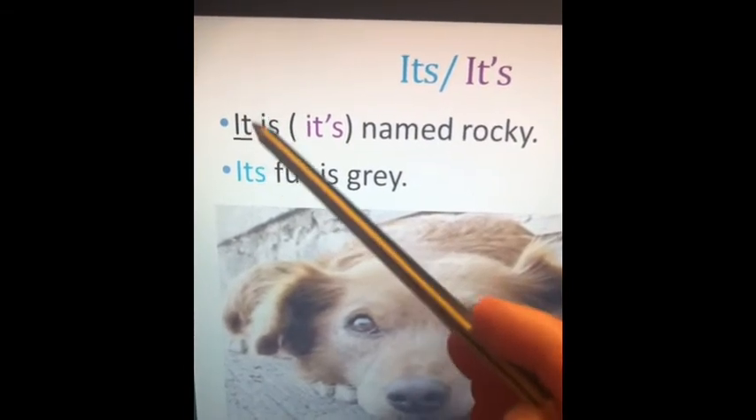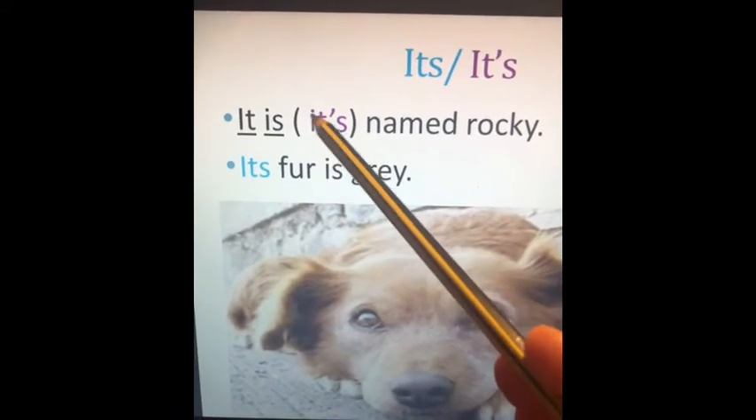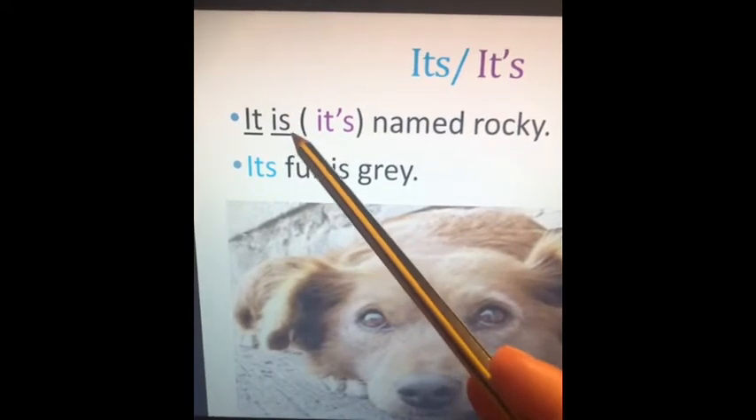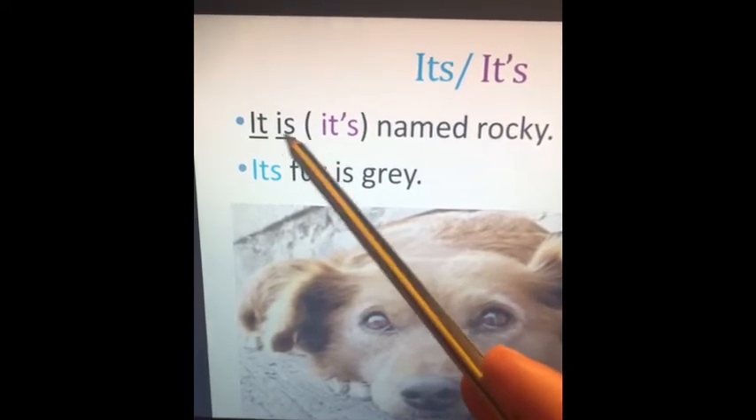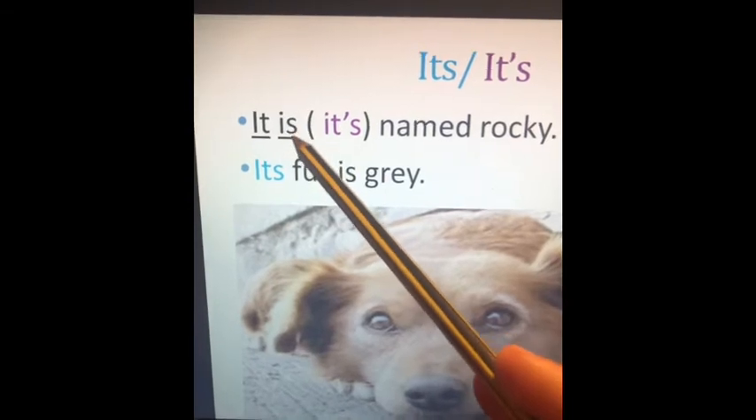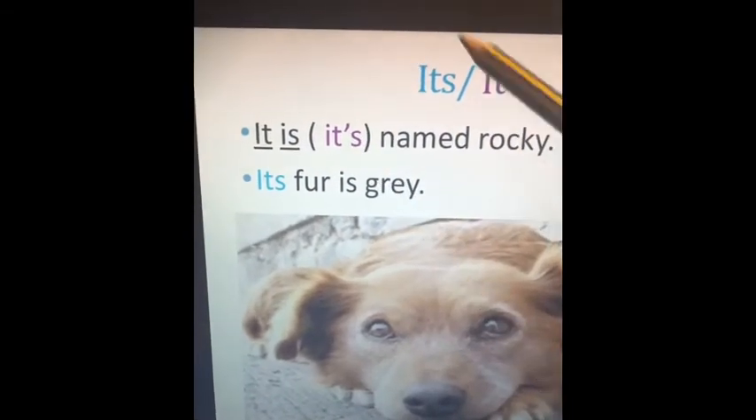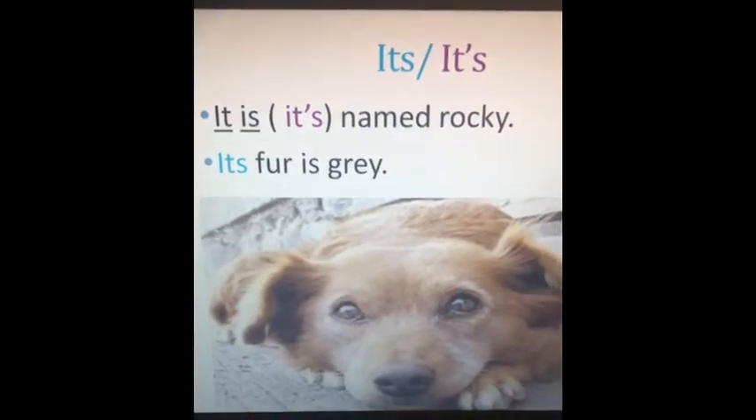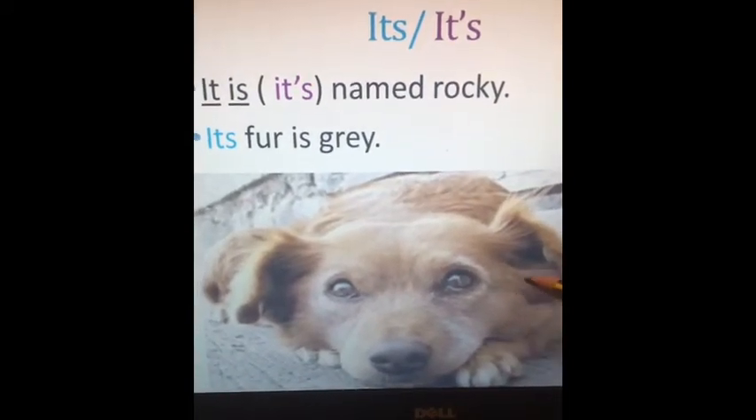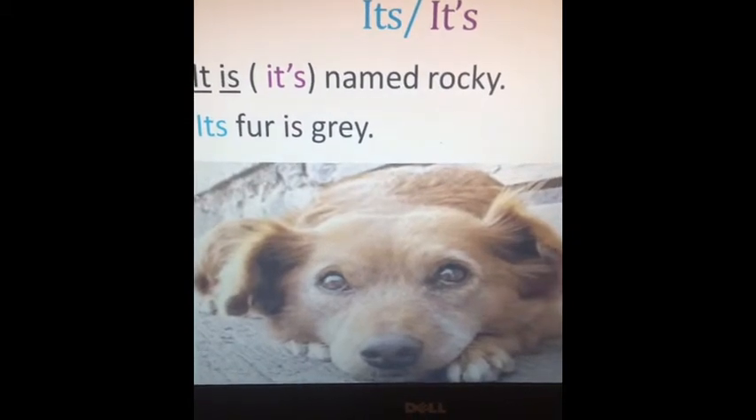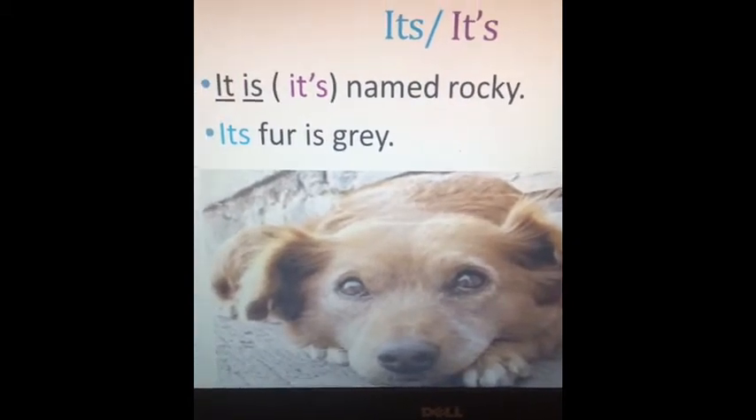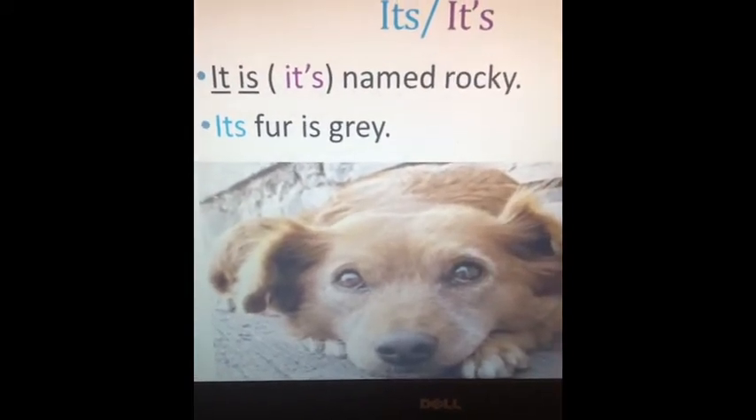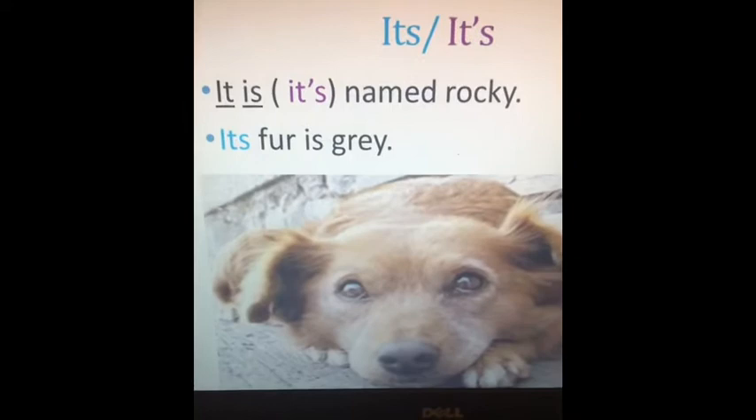Okay? We took the first word, it, then we put an apostrophe after it. Then we asked ourselves, what is the last letter of is? It's S, right? So we put S after the apostrophe. It's named Rocky. We are talking about the dog, okay? We are not talking about something that the dog has. How did we know? Because there's an apostrophe, okay? If there's no apostrophe, then we are talking about something the dog has.